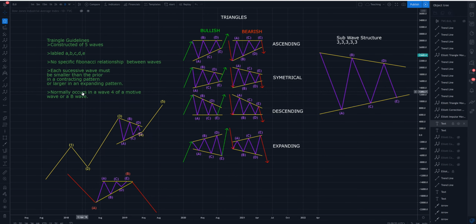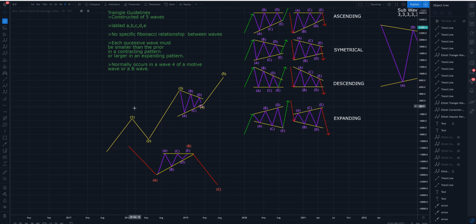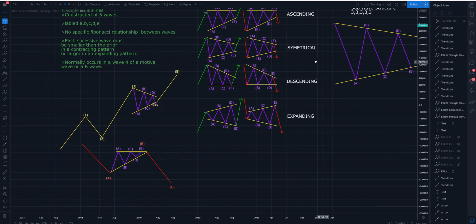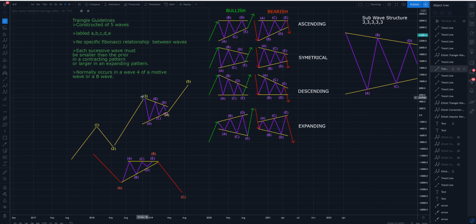The triangle normally occurs in a wave 4 of a motive wave or a wave B of a corrective wave. So for example, I have here the wave 4 of this motive wave, of our impulse wave here, as a symmetrical triangle, which is our main example over here, where we have two diagonal trend lines closing in to the end of the wave 4, with the A, B, C, D, E, each respectively being shorter than the prior wave. Now, this is quite common. You can see a symmetrical triangle on the wave 4.